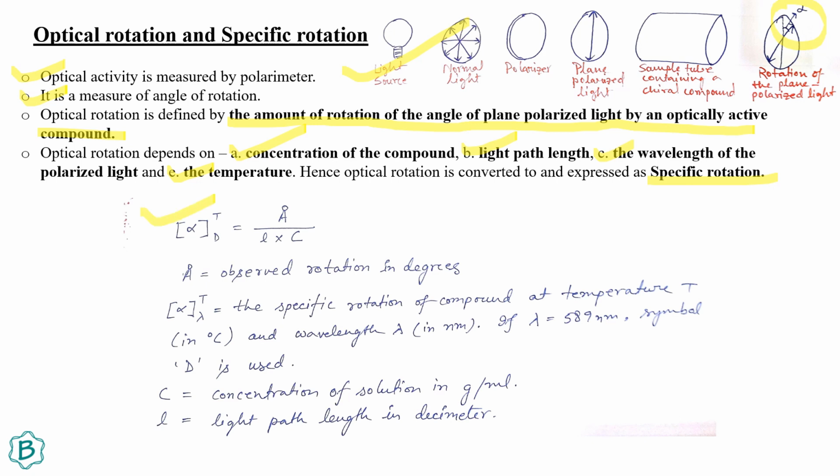Here I am showing the equation of specific rotation. Here alpha is the observed rotation in degrees. The specific rotation of the compound at temperature T in degrees Celsius and wavelength lambda; if lambda is equal to 589 nanometers, the symbol D is used. C is the concentration of the solution in gram per ml, and L is the light path length in decimeter. So if this equation is known to you and all the parameters are given, you can determine the specific rotation of a chiral compound.